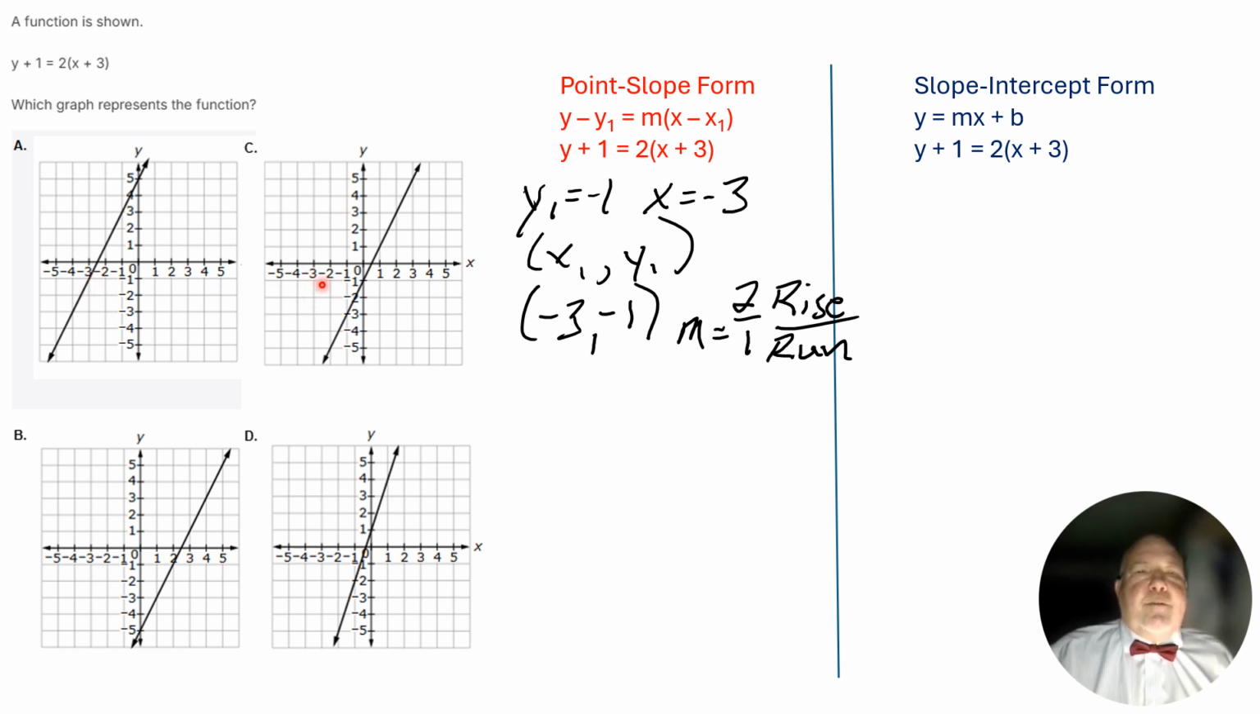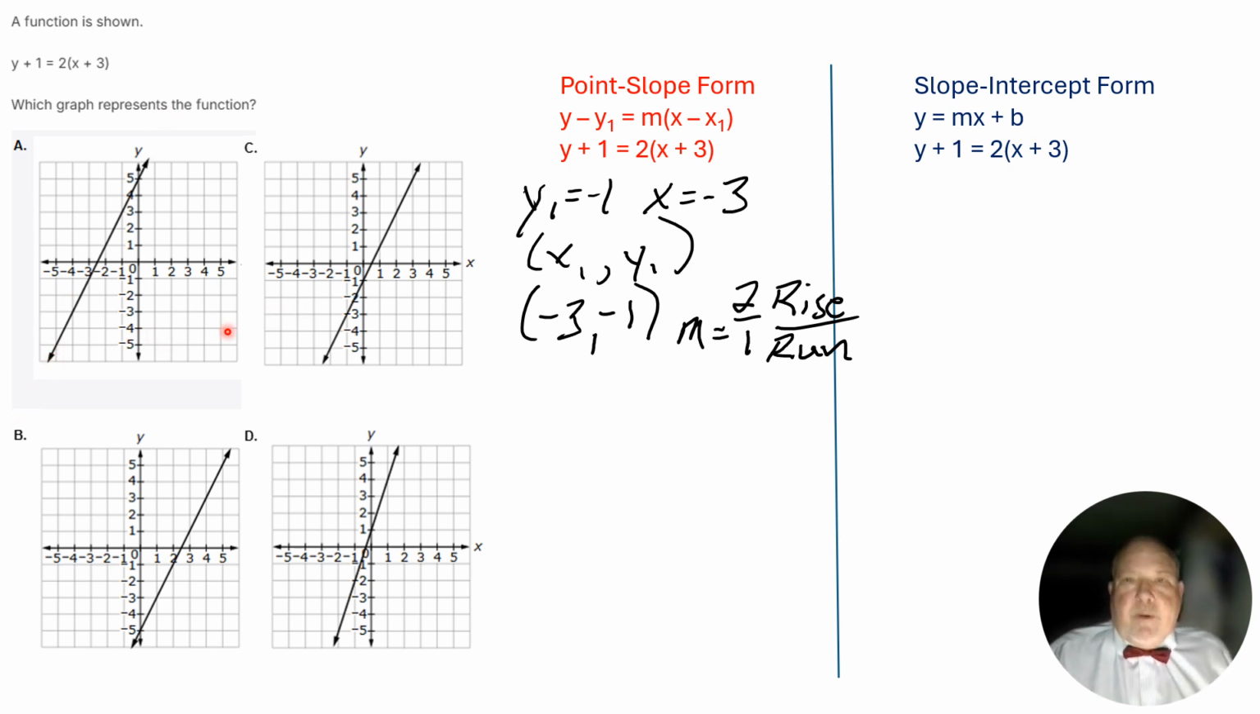C does not go through negative 3, negative 1. So C is out. B doesn't go through it. And actually, D doesn't go through it either. So far, I already know that the answer is A. But let's just double check this. So I'm gonna put a little dot here at negative 3, negative 1. So I put a dot there. And now I'm going to use the slope, rise over run, and I'm going to rise 2. So that means I'm going to go up 2, and I'm going to go over 1, and that gives me that point right there. So that confirms that this is the right one.